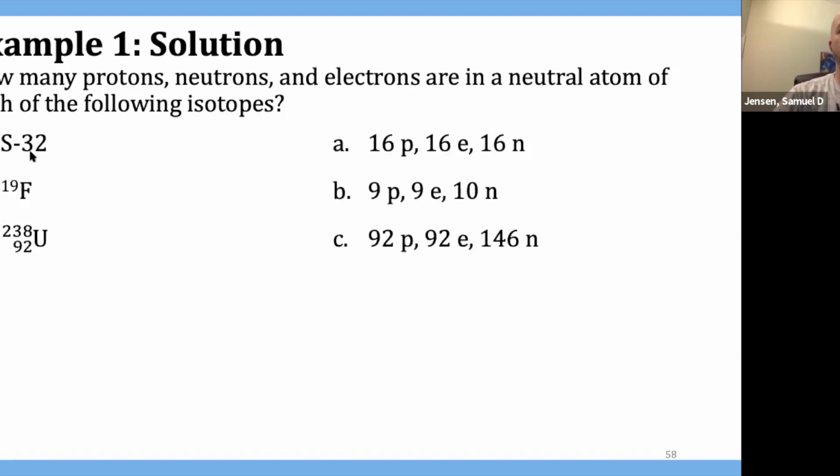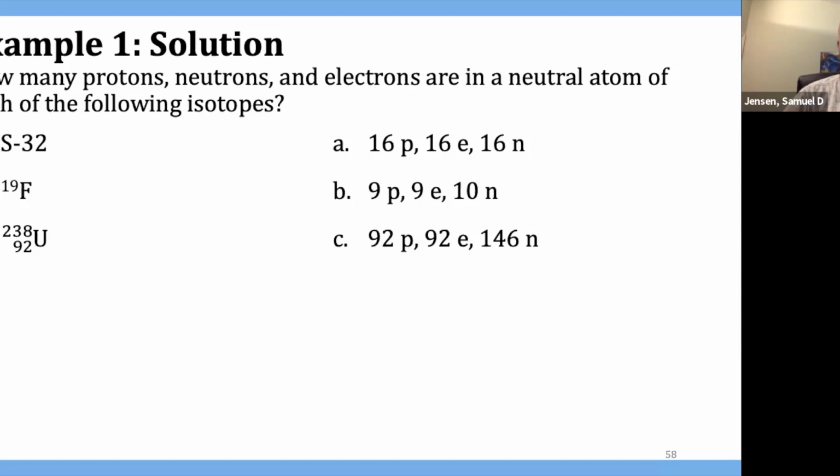Sulfur has 32, which is the sum of its protons and neutrons. If we look at the periodic table, it has 16 protons. The protons are positive, the electrons are negative, so it's going to have an equal number of protons and electrons. Because these are isotopes, we're not dealing with charged species. There is no difference in the protons and electrons; they are neutral atoms. Once you know the number of protons, you also know the number of electrons.